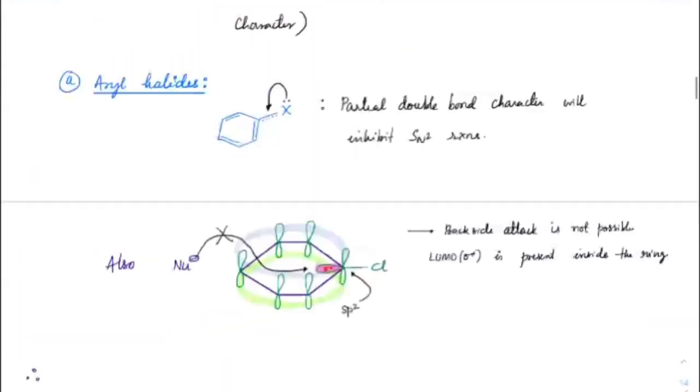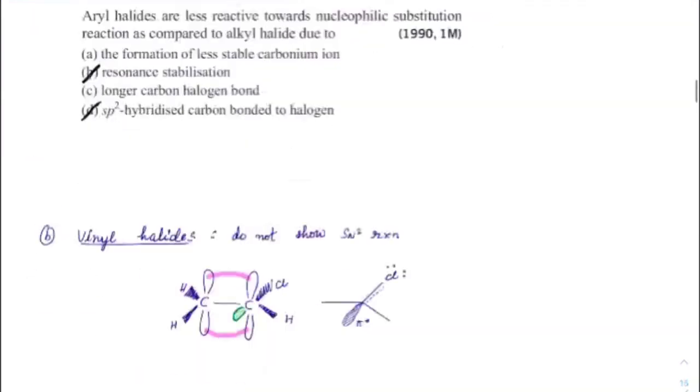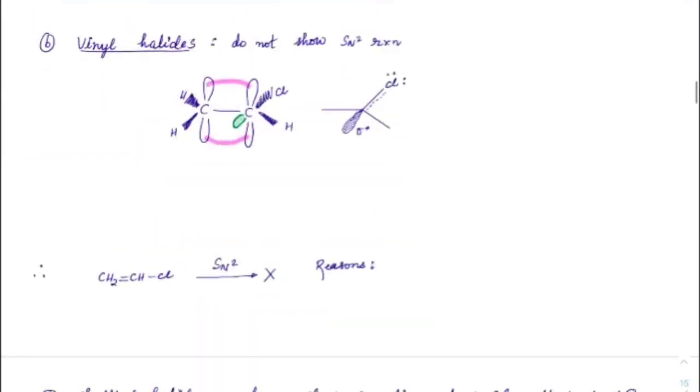Okay guys, I hope you understood this reaction, the reason for aryl halides not participating in SN2. Second, we can see that a similar thing happens in vinyl halides. Now we'll go a little fast because you got an idea of what is happening in the resonance forms. So in the case of vinyl halides, again there won't be any SN2 reaction happening.